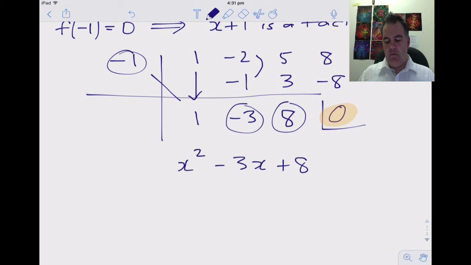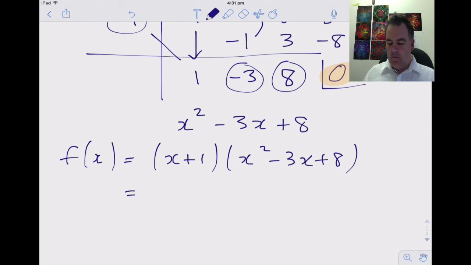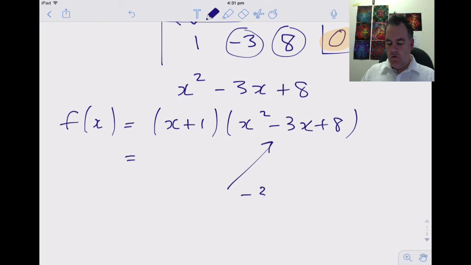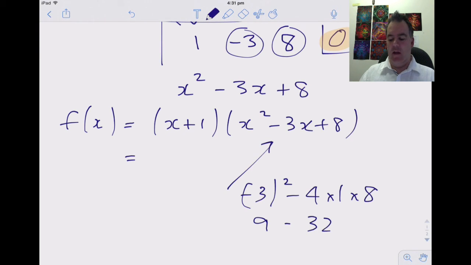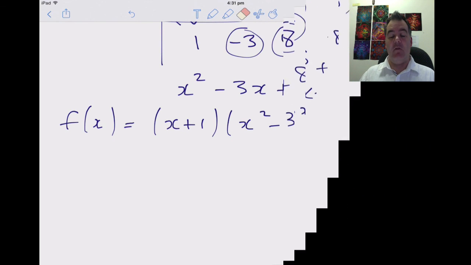So this tells us that the quotient is x squared minus 3x plus 8. So if we put it all together now, f of x, if we factorize it, is x plus 1 times x squared minus 3x plus 8. Now my next step is to try and factorize this thing right here. So a quick check of the discriminant, b squared minus 4ac, shows me that we're going to get a negative number. Therefore, this quadratic here on the end does not factorize. So we've gone as far as we can. So if the question says factorize as much as possible, there's our cubic factorized as much as possible.